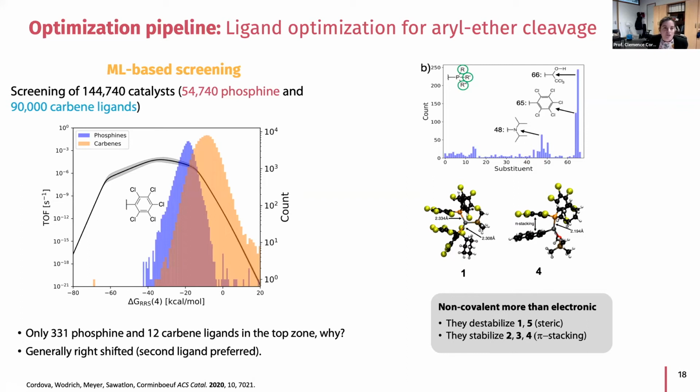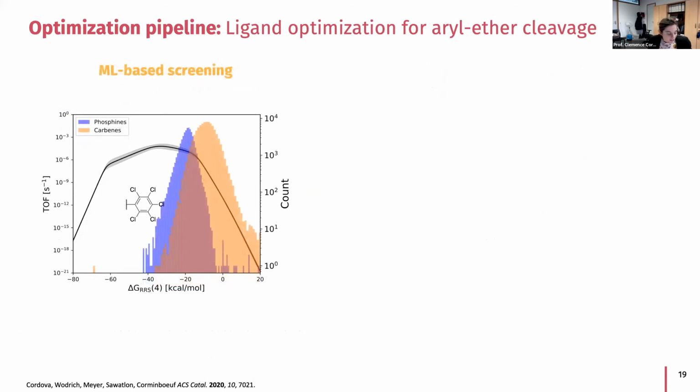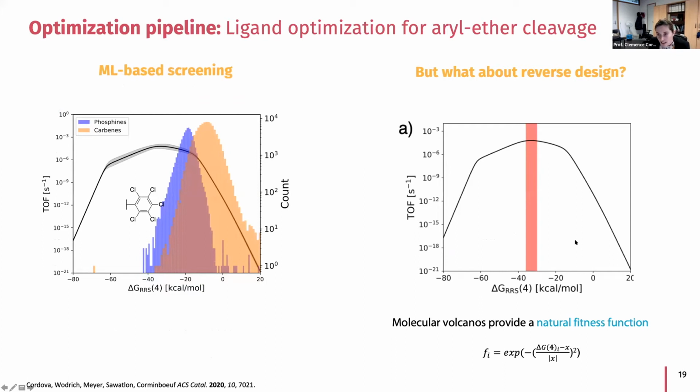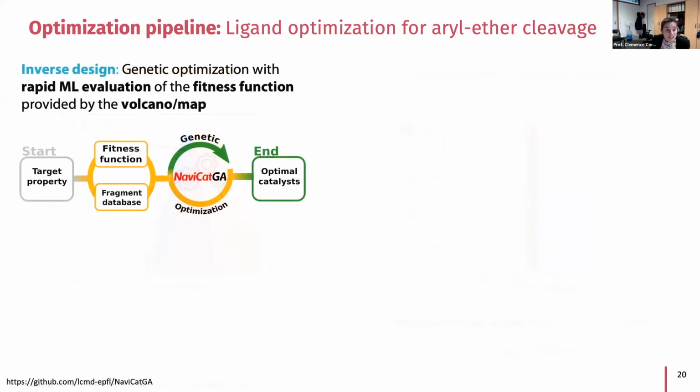So that's a high-throughput screening, right? But you can do something else. If you have this kind of volcano at hand, you know the sweet spot. So you know where your optimum region is in terms of the descriptor. And if you know where your optimum region is, it means that you can build a fitness function, right? That is very natural, that defines whether you're in the appropriate region or not. And you could use this fitness function in an optimization procedure. And that's what we have done here.